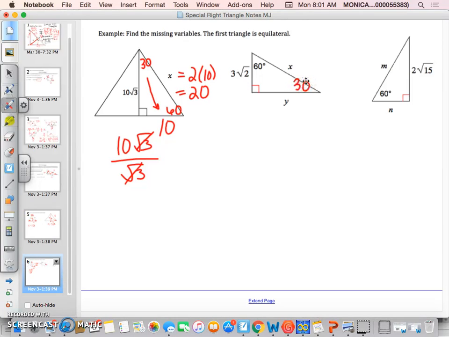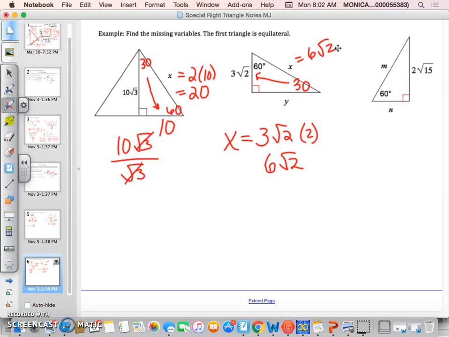Okay, so I know this is my short side, right? So if I want to find, let's say, I want to find my hypotenuse first. So x is my hypotenuse. I'm just going to take my short side, 3 square roots of 2, and multiply it by 2. So you just multiply your whole number, so I get 6 square root of 2. So that's my hypotenuse.